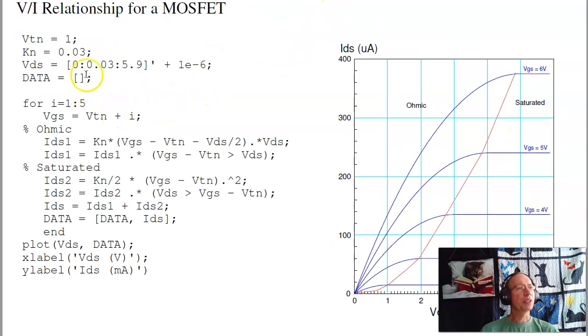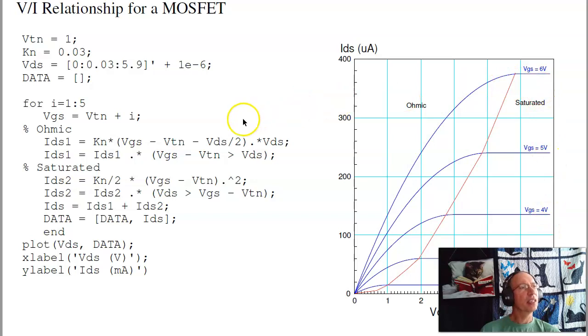If I put the two together, this is MATLAB code. I'm going to sweep the VGS from 2 volts to 6 volts, and then plot the same curve. When VGS is 1 volt, there is no current flow. I haven't created a channel. At 2 volts, I get more current, 3, 4, 5, 6.